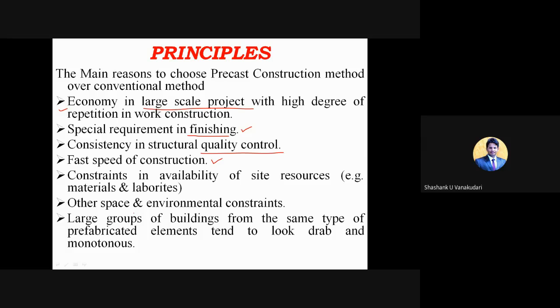And other space and environmental constraints. We cannot predict which type of environment we may face. For example, if you are constructing a conventional building during rainy seasons, you need to worry about when rain will come and when rain will stop, because it may affect the properties of the concrete or any other work, right? At that time you need to wait for the environmental aspects, and there is a gap between the planned and the executed time durations.